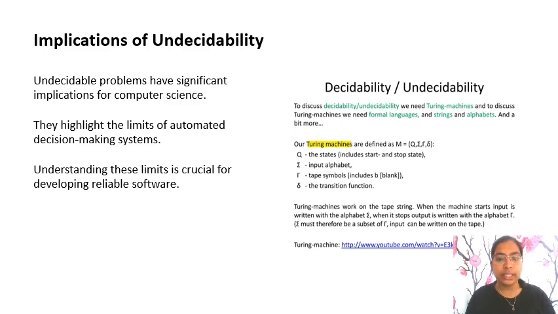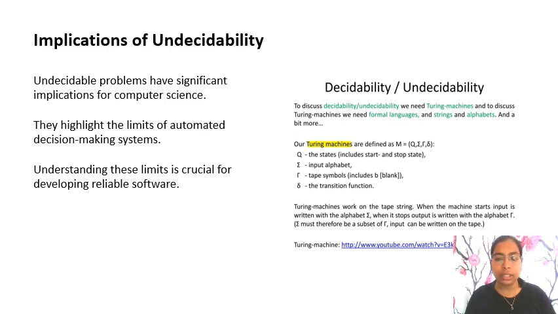Decidability and undecidability. To discuss decidability or undecidability, we need Turing machines, and to discuss Turing machines, we need formal languages, strings, alphabets, and a bit more. Our Turing machine is defined as M = (Q, Σ, Γ, δ). Q represents the states including the start and stop states, Σ includes the input alphabet, Γ includes the tape symbols and includes B as the blank symbol, and δ includes the transition function.